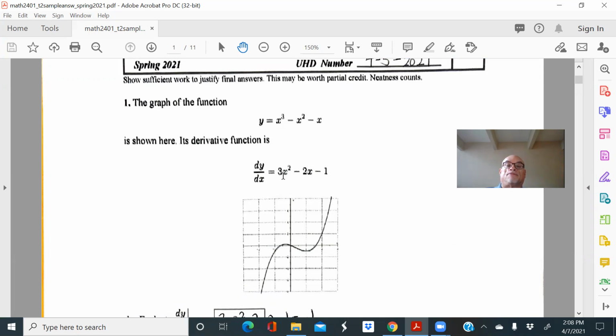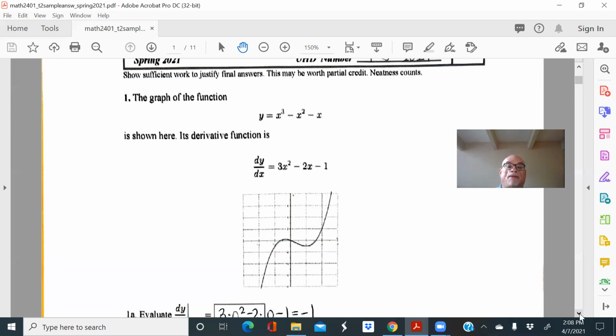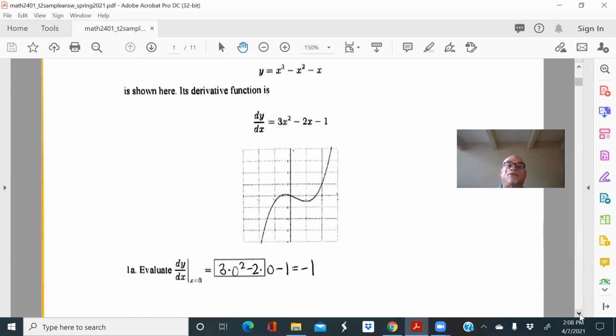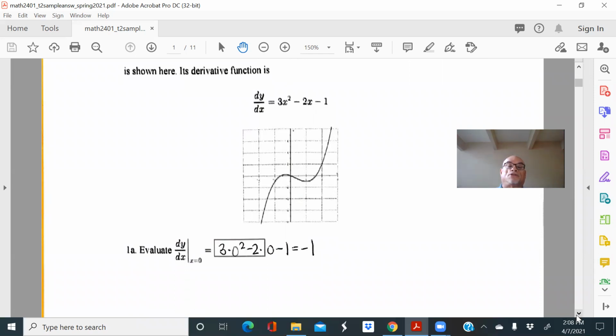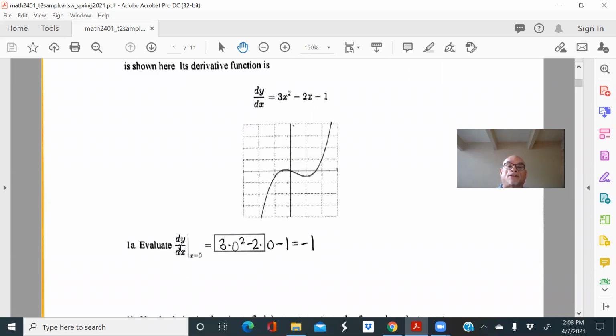So there's the derivative function here, denoted using the old-fashioned notation dy over dx, and it's 3x squared minus 2x minus 1. Here's the graph of the original function. This is not the graph of the derivative function, but this is the graph of the original function. And so we're just asked to use that derivative to answer a couple of questions about the original function.